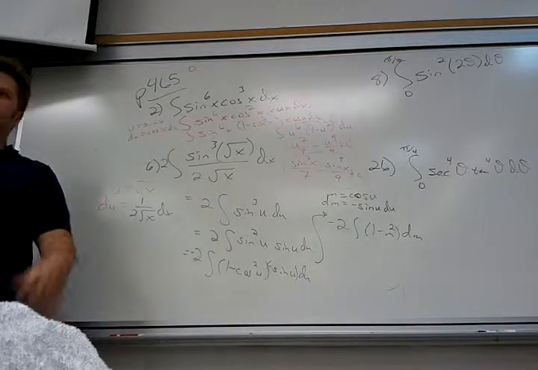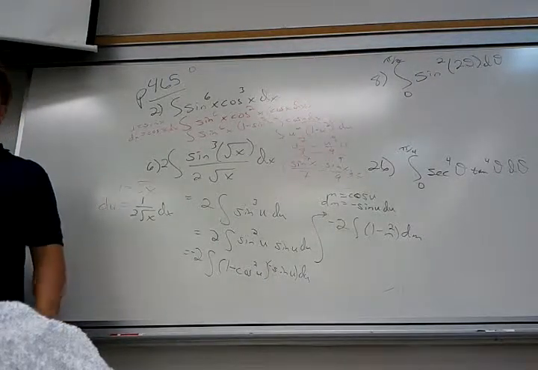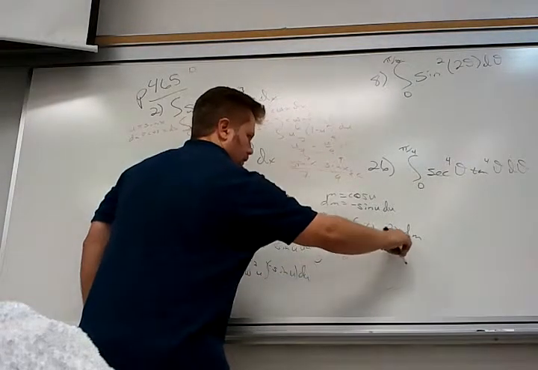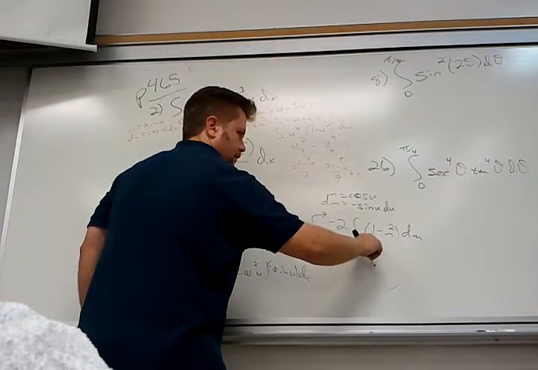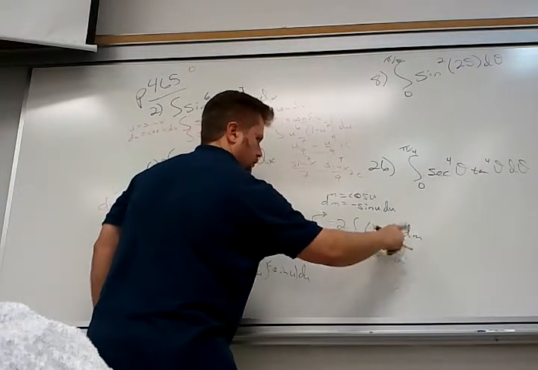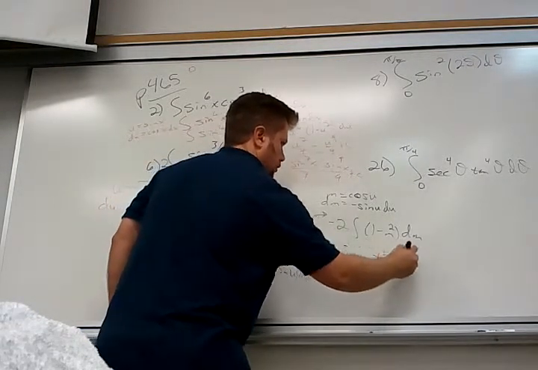And that's nice. There's no foiling. There's no distribution even. It's just going to be negative 2 m plus 2 over 3 m cubed over 3.